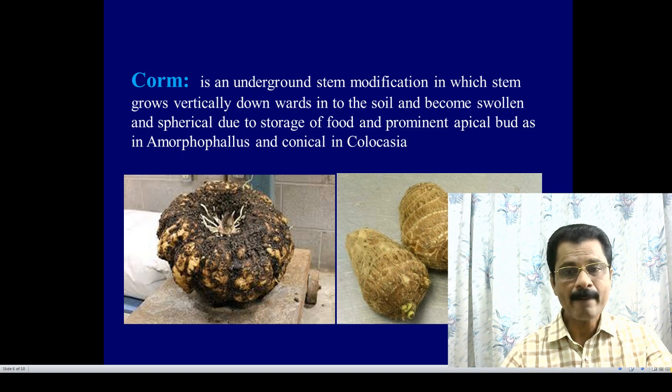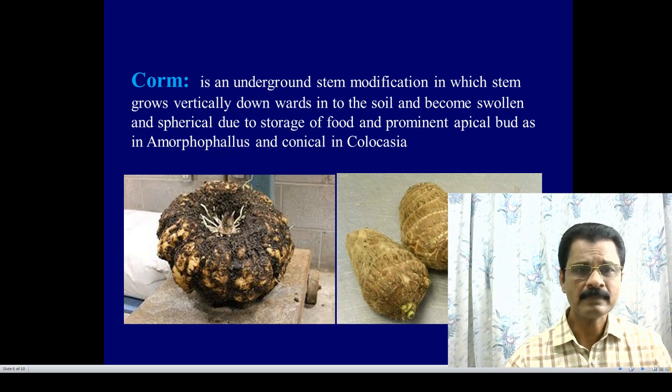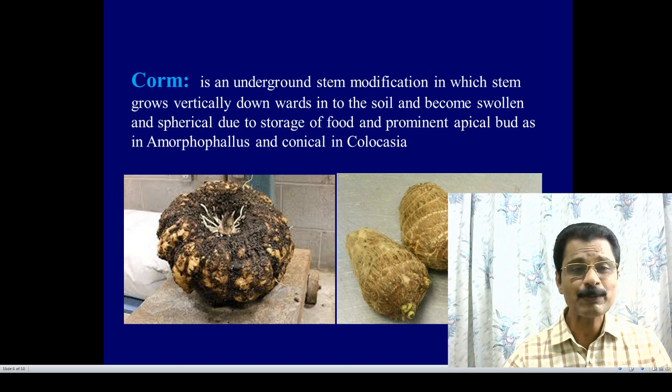In the case of Amorphophallus, or elephant foot yam, it grows vertically downwards into the soil and stores food materials and becomes swollen, and it has a permanent apical bud here. You can see the nodes and internodes. From the nodes, axillary buds are also produced, and these are used for vegetative propagation.